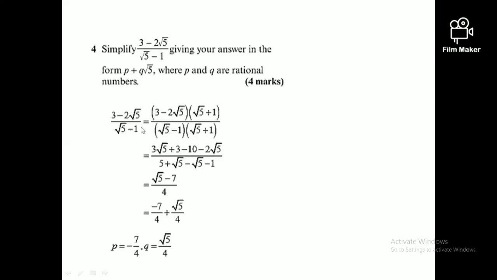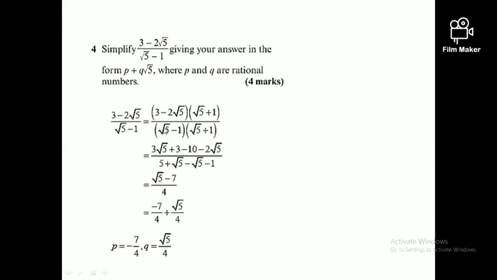Multiply both by the opposite of this, root 5 plus 1. Then 3 into root 5 is 3 root 5. 3 into 1 is 3. Minus 2 root 5 into root 5 is minus 10. How did it come? 2 root 5 into root 5 is 2 into 5, which is 10. Minus 2 root 5 into 1 is minus 2 root 5, right? Then 3 root 5 minus 2 root 5 is root 5. 3 minus 10 is minus 7.